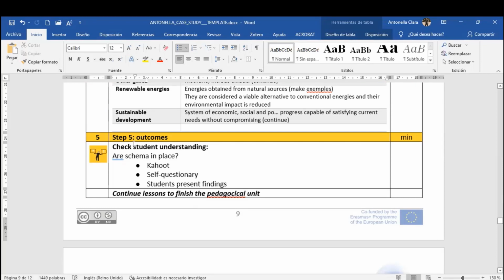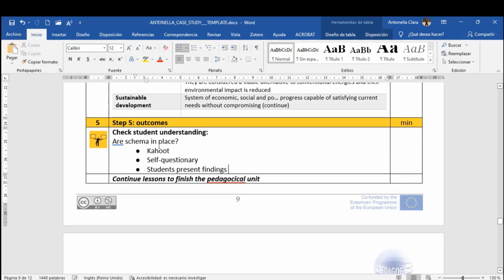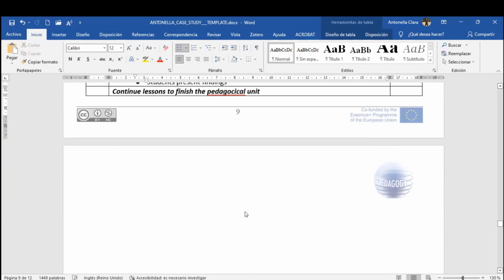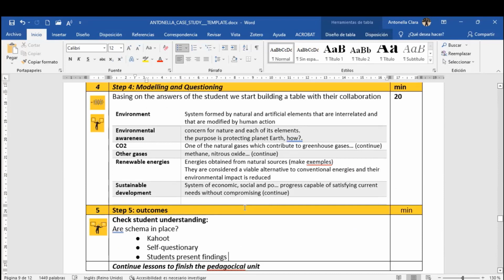So at the end is the outcome, and I'm going to do a Kahoot like the first one with another question, and after I will put a self-questionnaire, and after I will make them present to all the class their findings in an orderly way. I will help them, and yes, this is all. I couldn't go on, I had no more time.